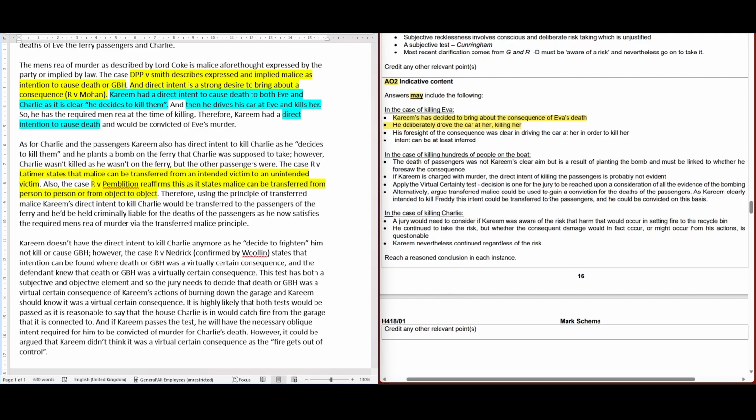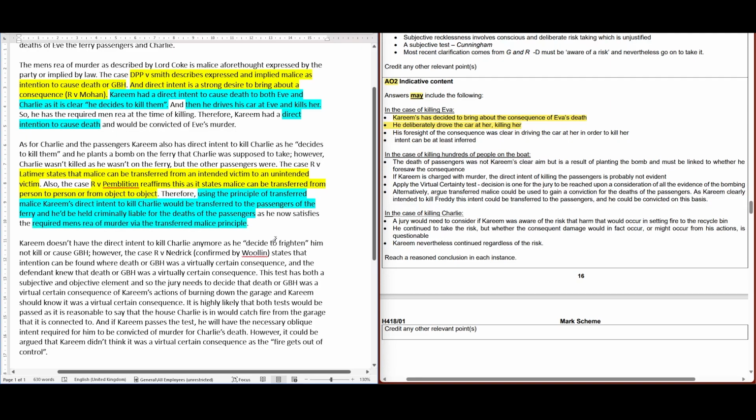Transferred malice could be used to gain a conviction for the deaths of the passengers, as Kareem clearly intended to kill Charlie. This intent could be transferred to the passengers, and he could be convicted on this basis. That's relatively simple. So we're going to have to credit the answer for other valid content. So this part here is the AO2. All of this is the AO2.